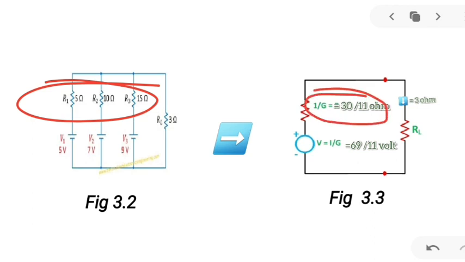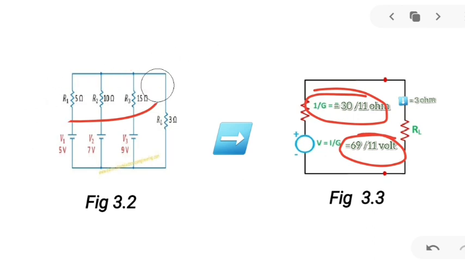Then find the V equivalent through Millman's theorem formula, E1 by R1 plus E2 by R2 plus E3 by R3, whole by 1 by R equivalent, and substitute here. And the third one is connect this R equivalent to the required resistor RL in series connection, and then you can get the answer very easily.